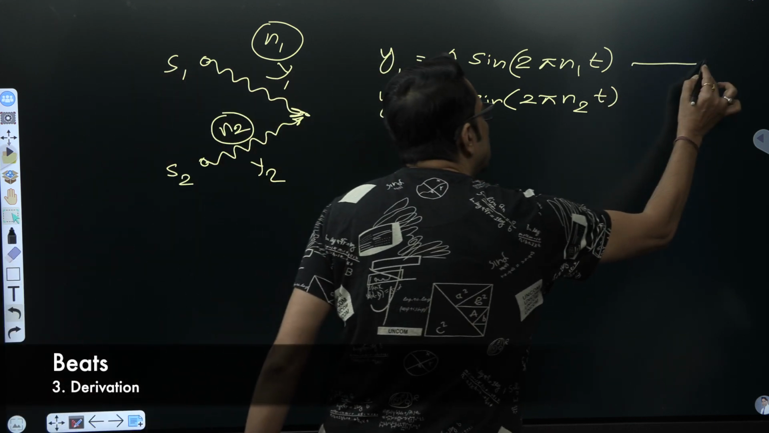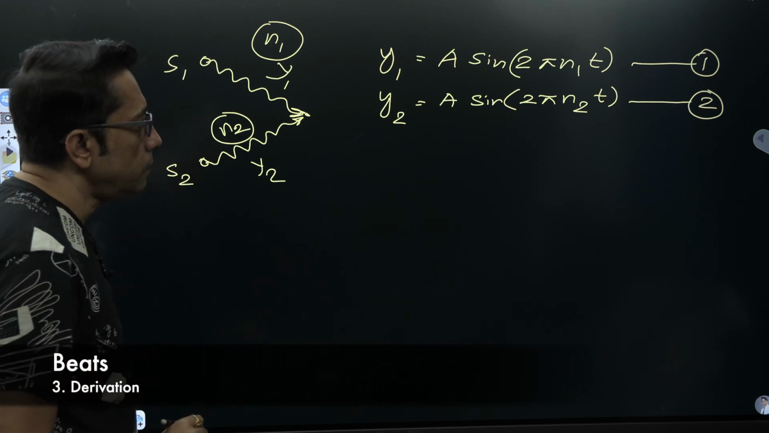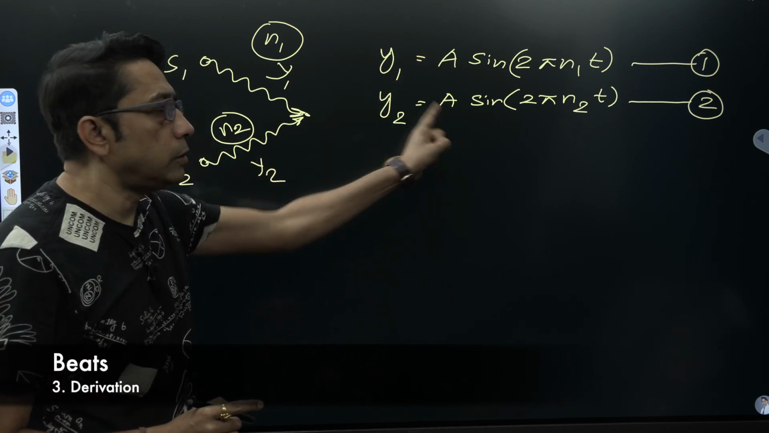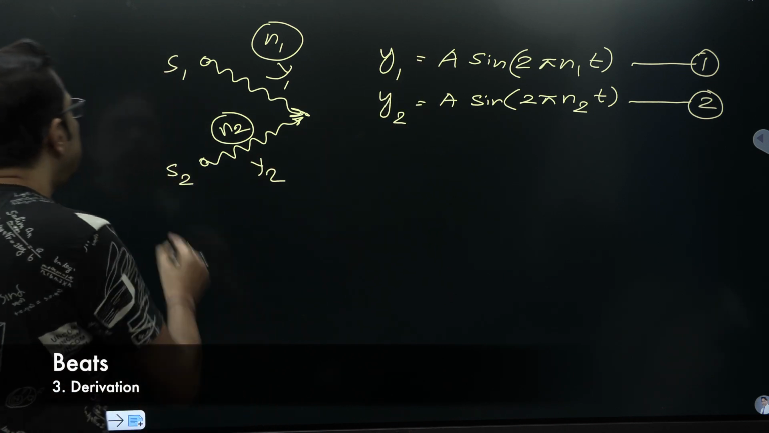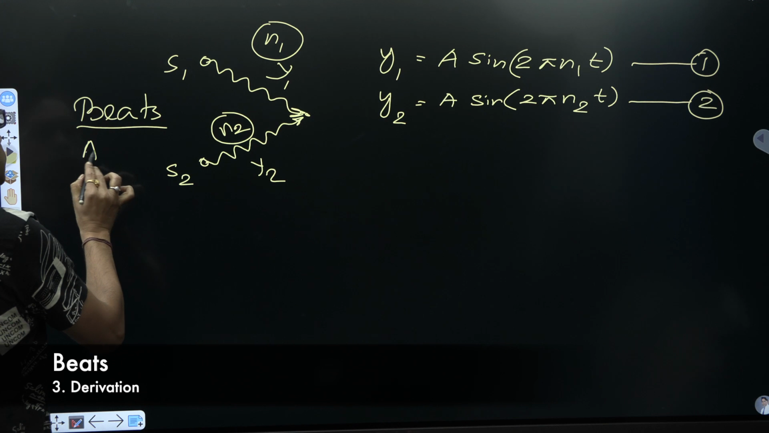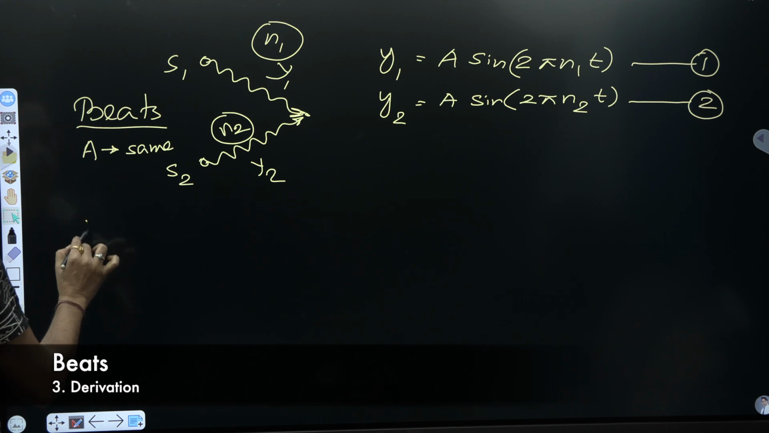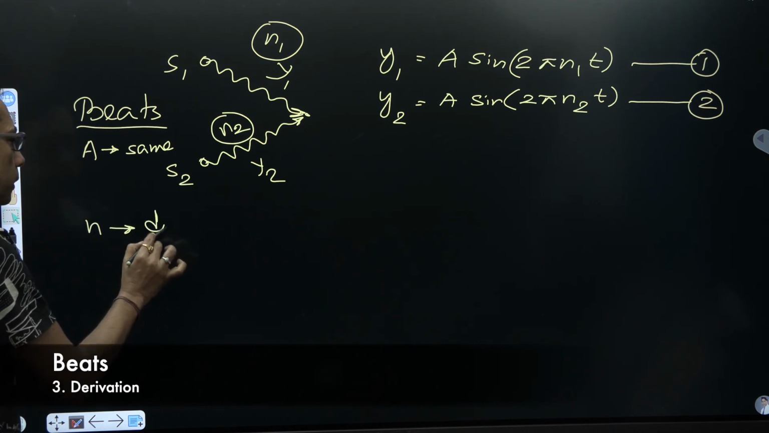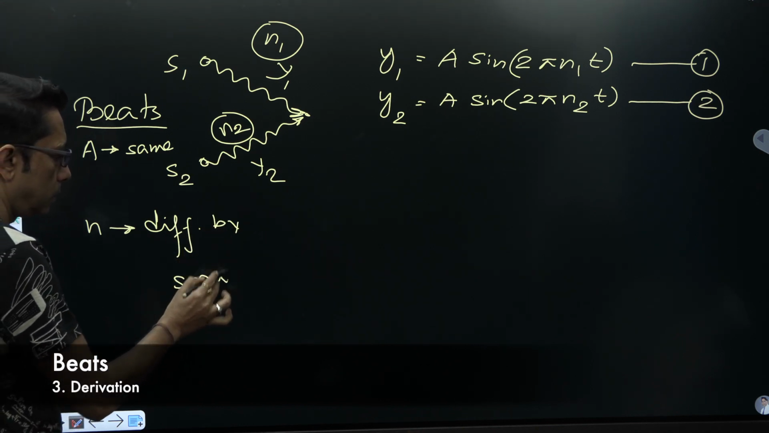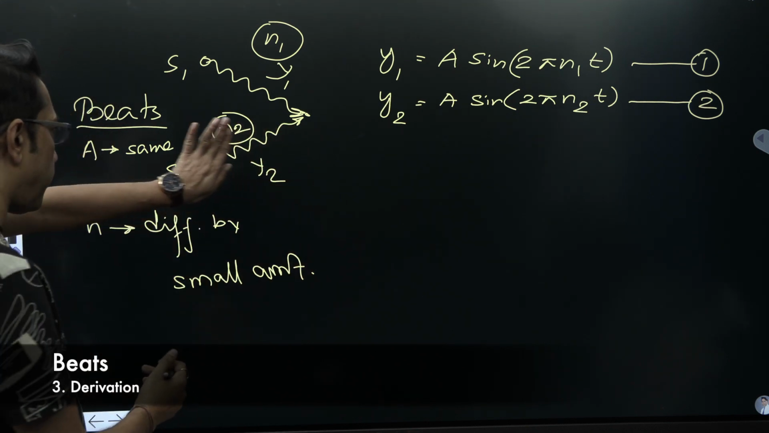So these are the two equations of the incident waves on each other, having frequencies n1 and n2. Notice one thing, they have the same amplitude. That means, in case of beats to take place, the amplitude should be the same. So what should be different? Frequencies should be different by a small amount. Then beats will take place. Okay, these are background ideas.